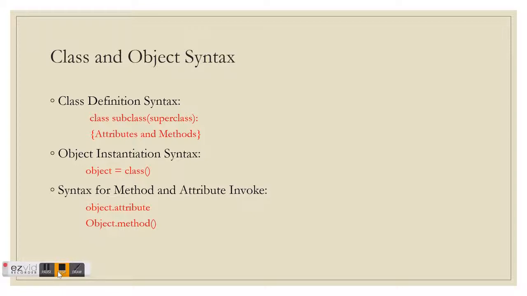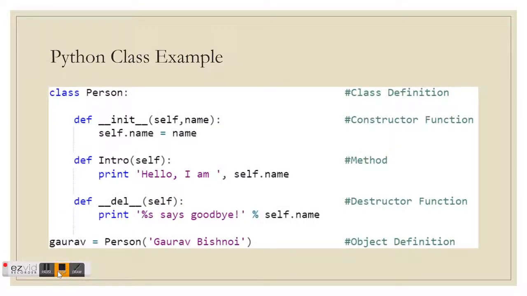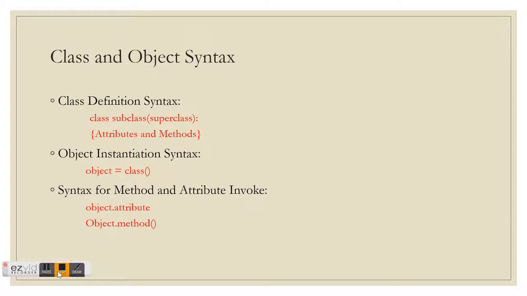And then there are attributes and methods. As I stated earlier, it doesn't use any curly brackets, so indentation is just to differentiate attributes and methods from the definition of the class, just to make it clear. And then the object instantiation syntax: object equal to class brackets. We saw those in the last slide, Gaurav, person, and the name. And similarly the syntax for method and attribute invocation are object.attribute and object.method brackets.